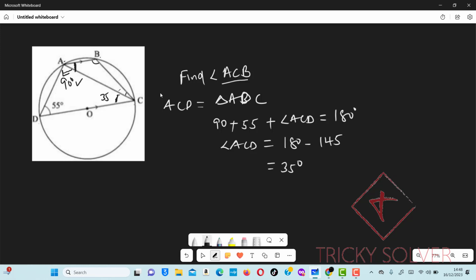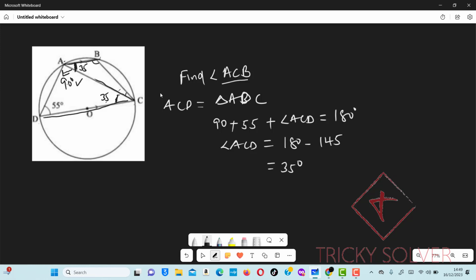Now, let's come to this one. If you got this one, then this is also 35, because that property is called interior alternate angles, and these are formed by two parallel lines and a transversal. Line AC is called a transversal. With that, we have got two angles now.